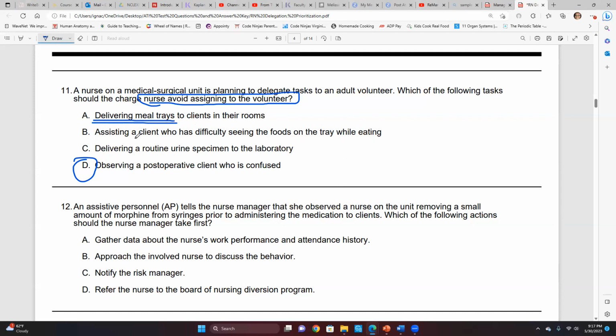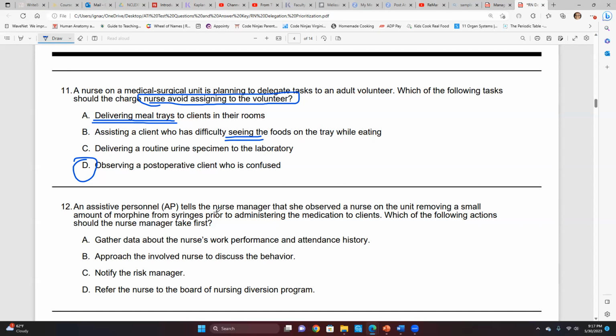Now, the volunteer can tell the patient, this is mashed potatoes at your 12 o'clock. Let me put your spoon in your hand. The volunteer could do that, right? Because it just says they have difficulty seeing. It didn't say that there's aspiration risk or anything like that. It's just a visual impairment. So that's like when we're doing the clock plate and tell them this is on your 6, this on your 3, that's on your 9. Right, so the volunteer could do that.